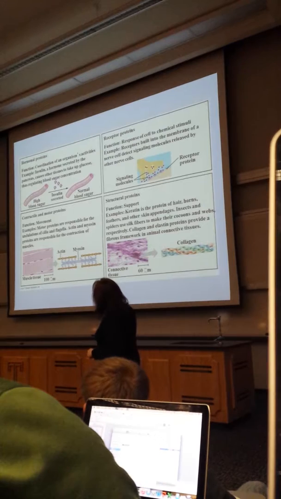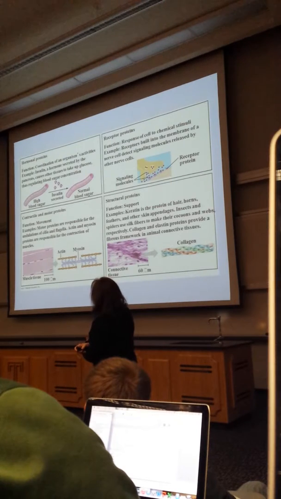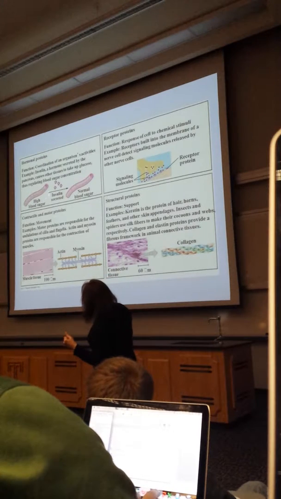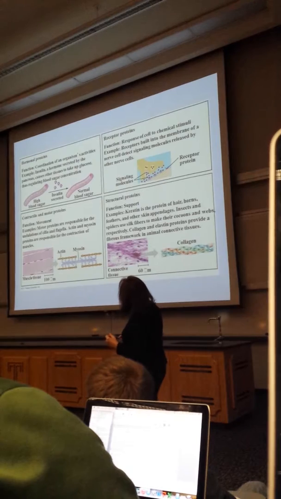We also have hormonal proteins. Hormonal proteins, or they're called peptide hormones, are used as signals for target cells to change the behavior of target cells. We have receptor proteins.